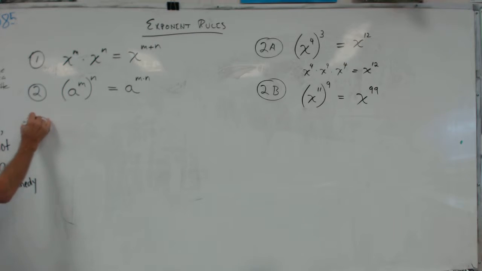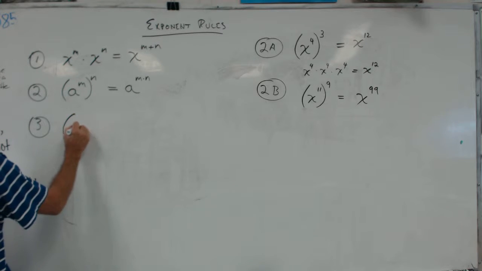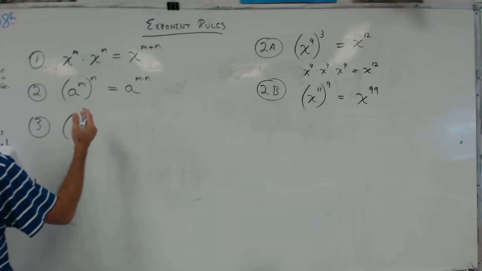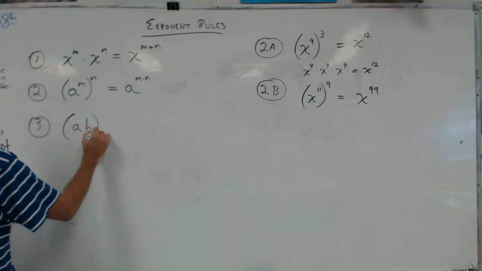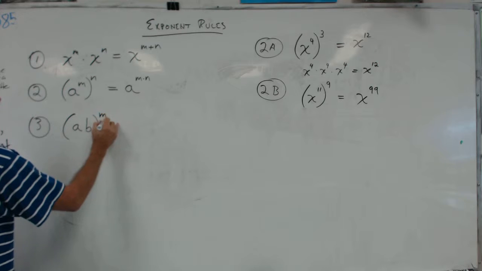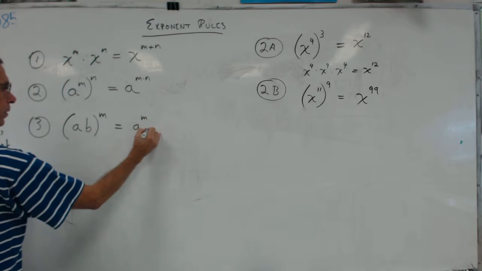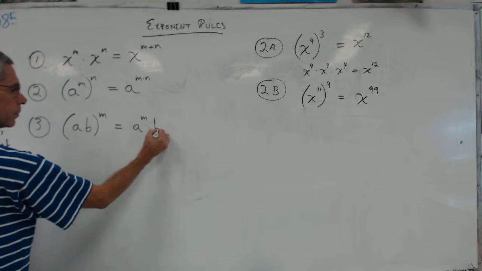And then number 3. It's almost identical to number 2. This is where you have a times b raised to the m power is equal to a to the m times b to the m.